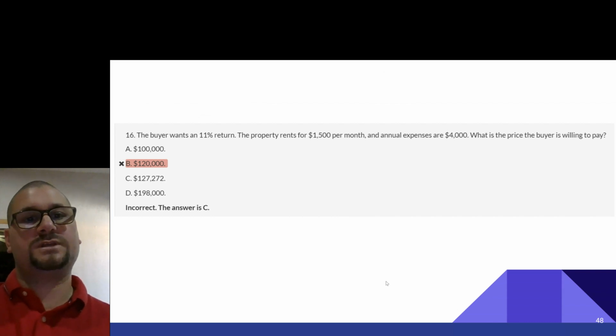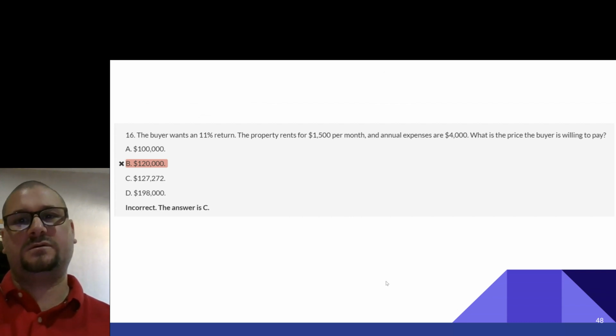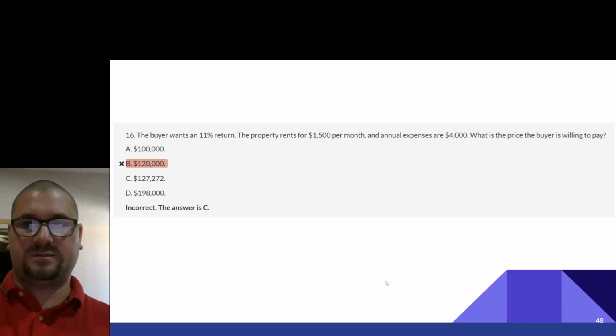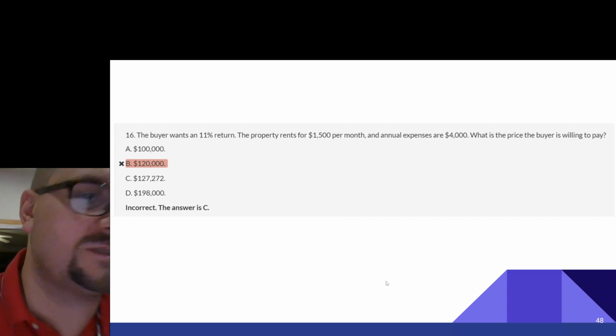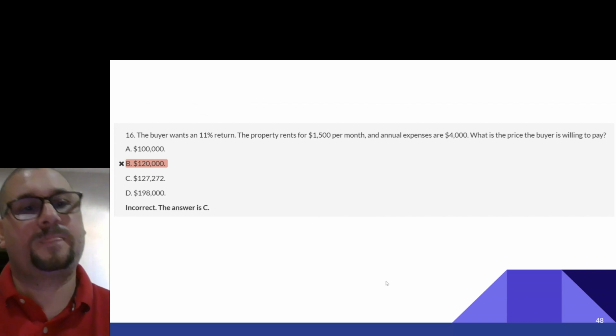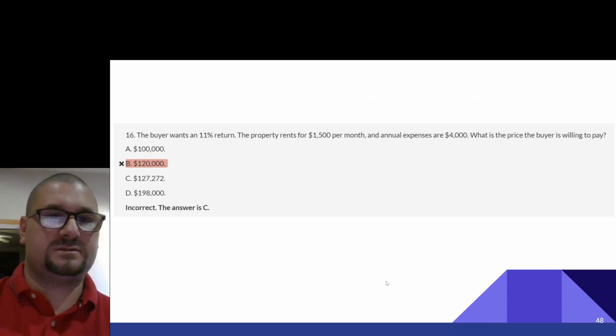Okay, so the buyer wants 11% return. The property rents for $1,500 per month, and annual expenses are $4,000. What is the price the buyer is willing to pay? It is C, $127,000.